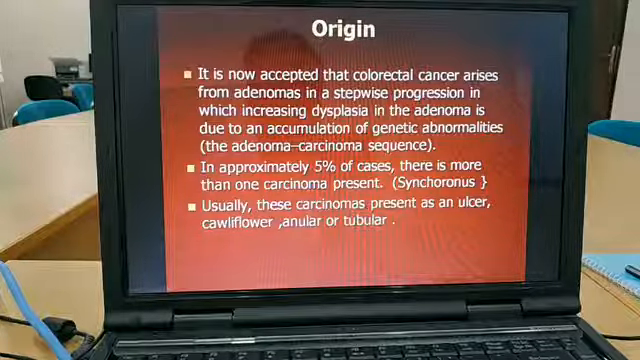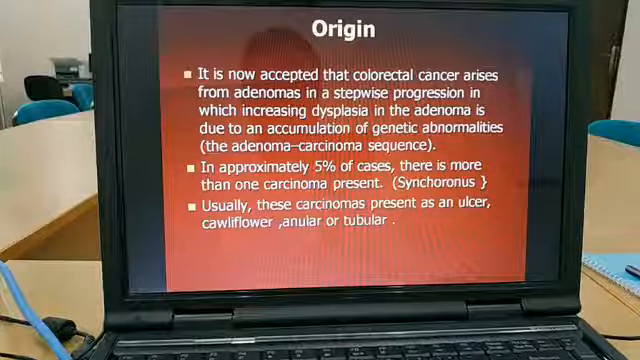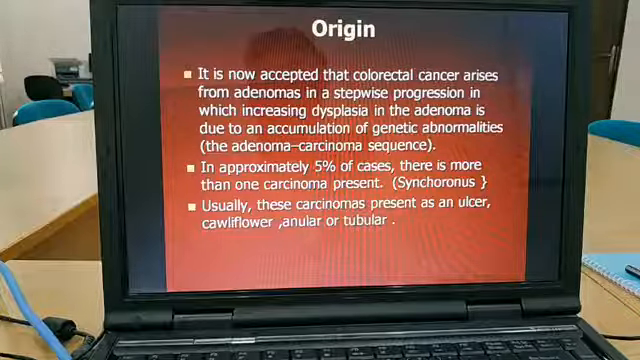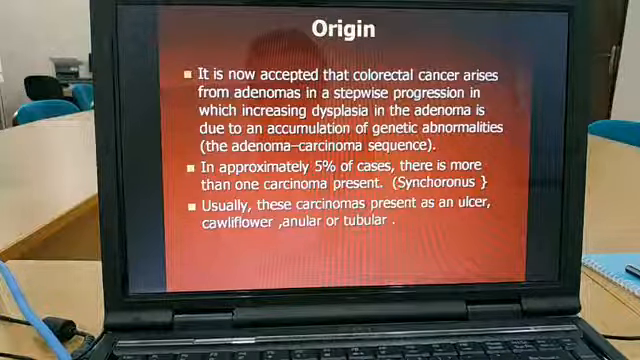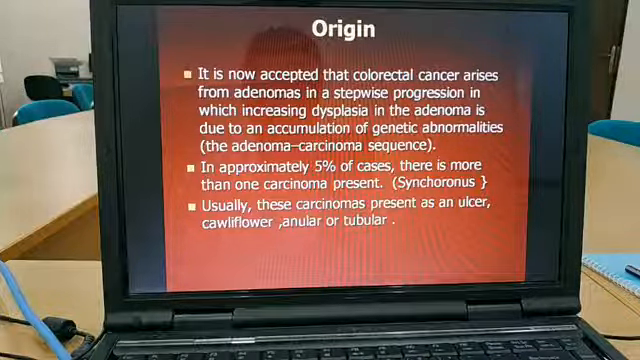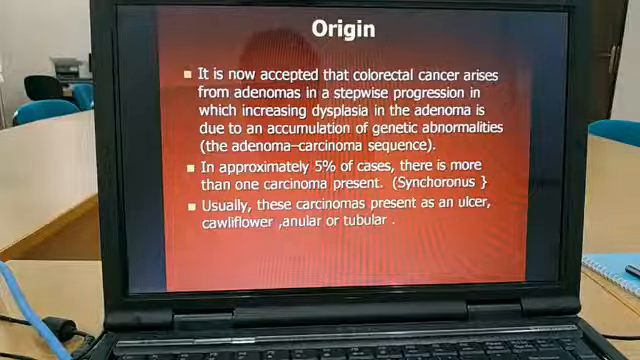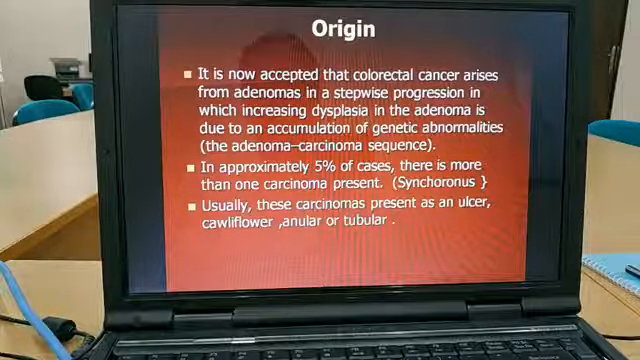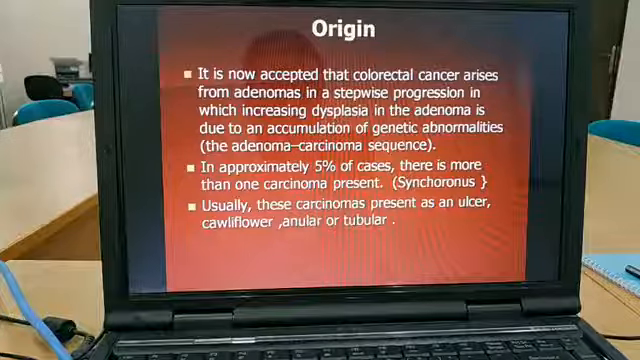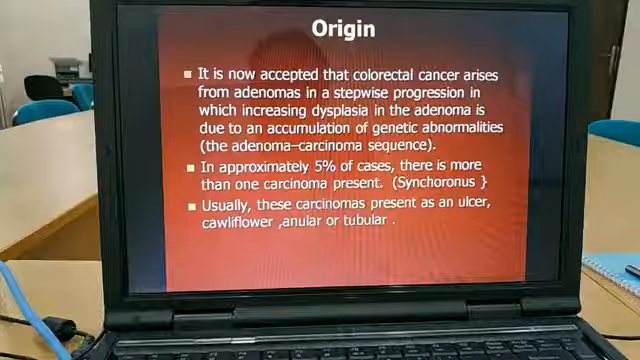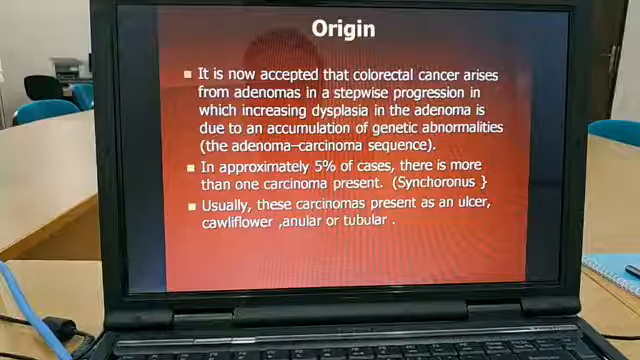And what is metachronous? Metachronous means the tumor arises after a particular period after surgery. For example, a patient has undergone surgery for carcinoma rectum. If the patient subsequently develops malignancy in other parts of the colon, then it is called metachronous. So these two terms should be very clear: what is synchronous and what is metachronous.